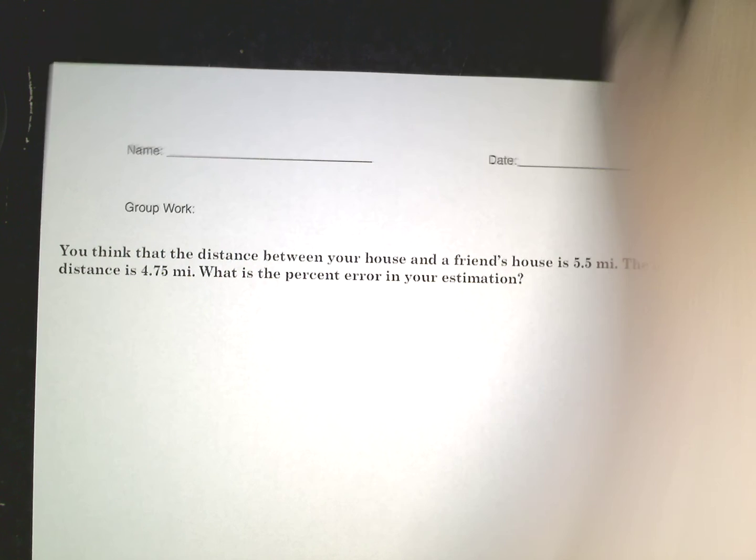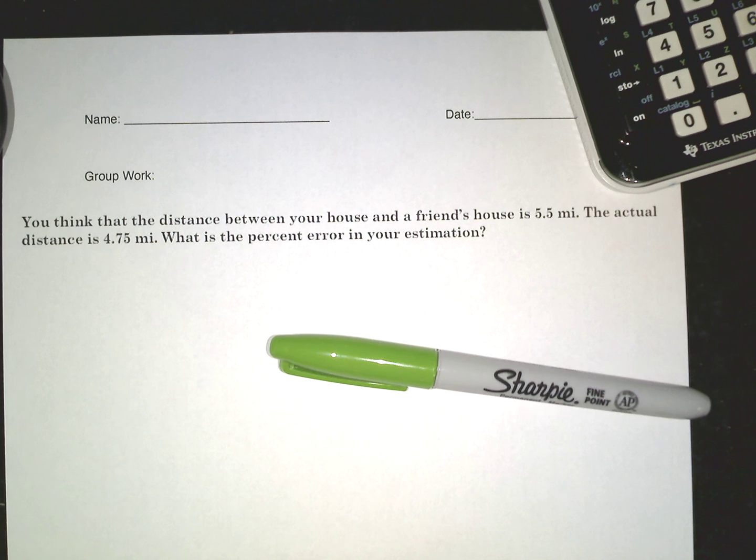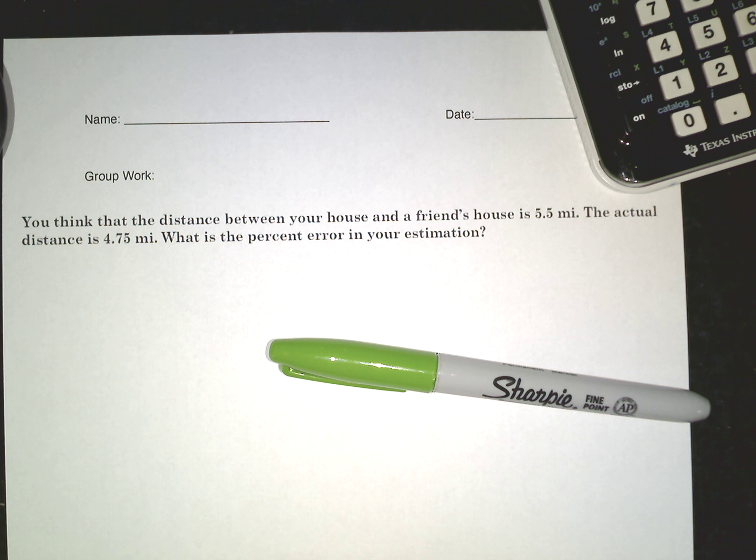Today we're talking about relative error. Relative error is measuring your error in percentage points. It's big in science. As you take more advanced science courses, they're going to ask you, what was the percentage error in your work? Usually what they do is they determine what is an acceptable percentage error.